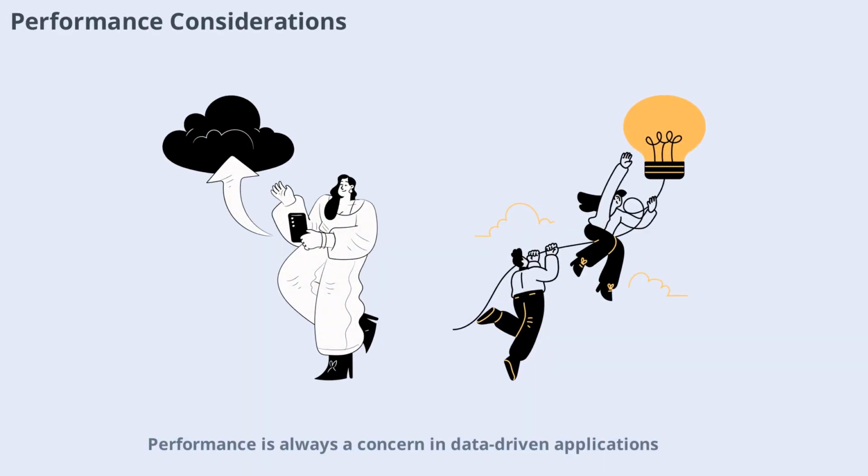Performance is always a concern in data-driven applications. Spring Data JPA and Hibernate both offer caching, batching, and other optimizations. Understanding how each layer handles queries and transactions can help you fine-tune your application for maximum efficiency.